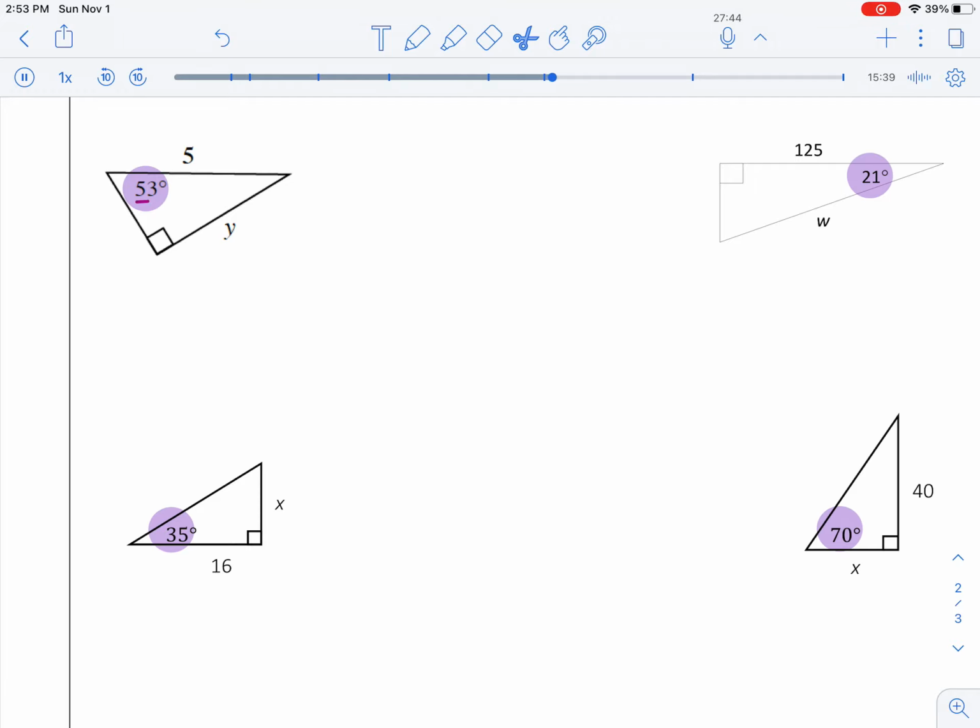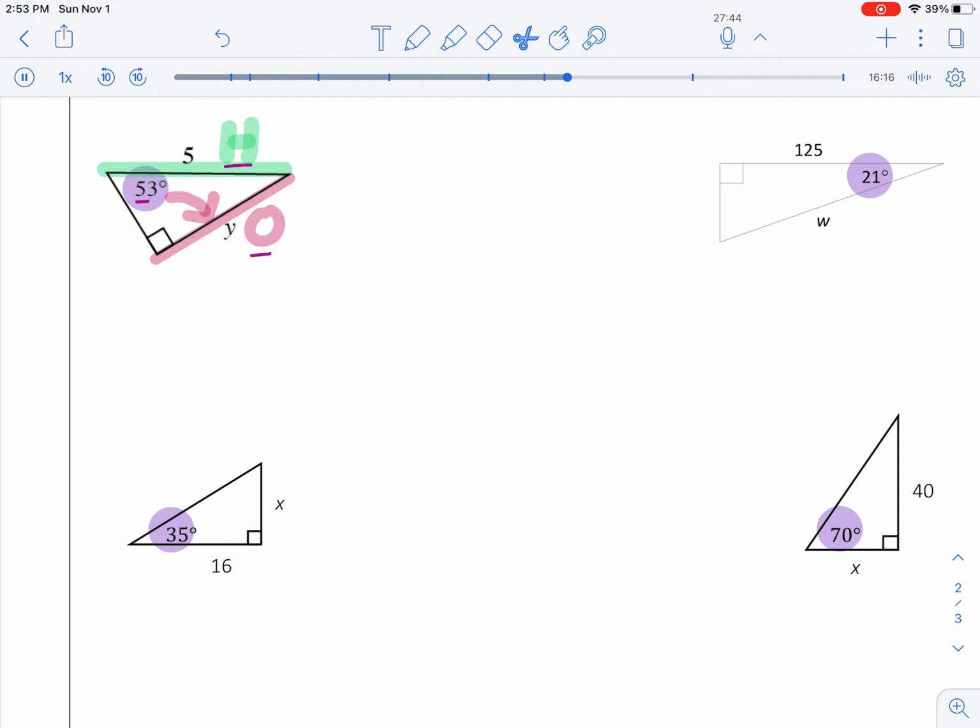Now, I have two sides labeled. I have my 5 labeled, which happens to be the hypotenuse, so I'm going to label that 5 with an H. And then the side Y. If I pay attention, I'll notice that that Y is over on the other side from the 53-degree angle, so it's the opposite side. So I have something to do with my opposite and my hypotenuse.